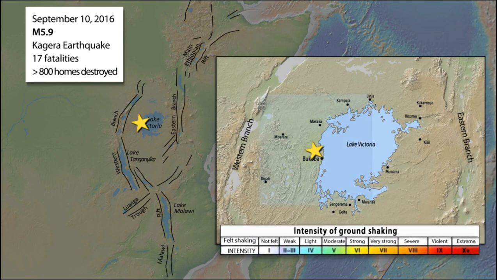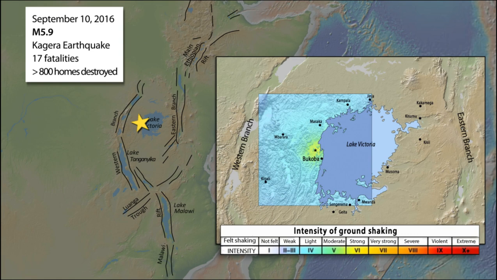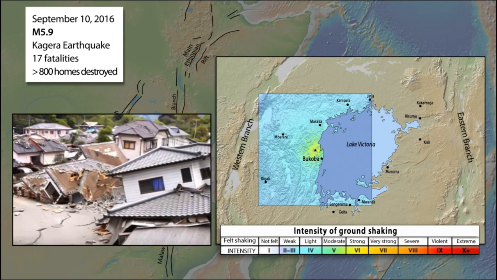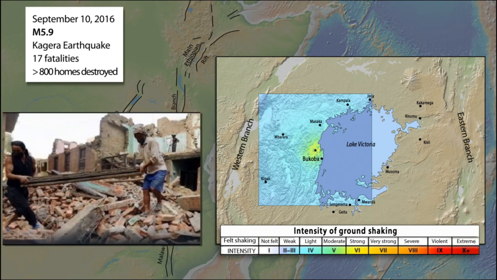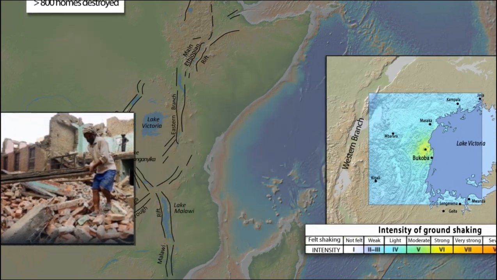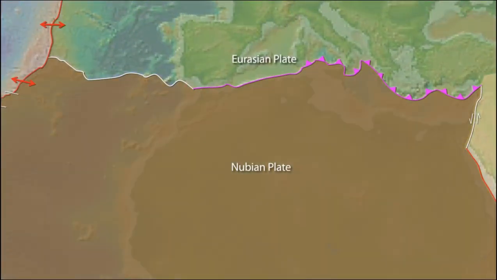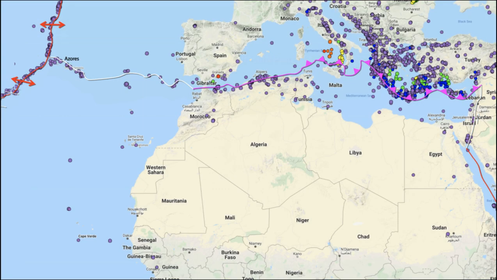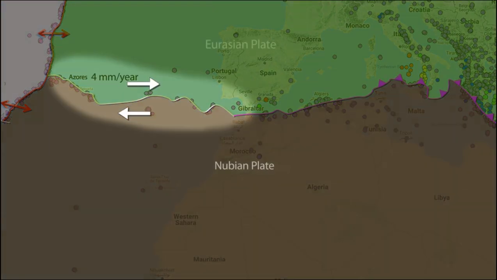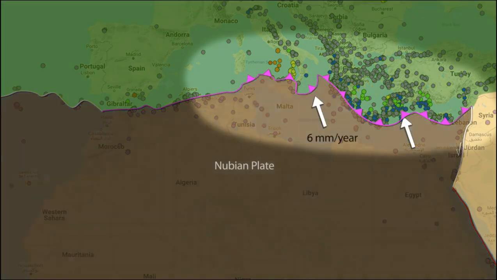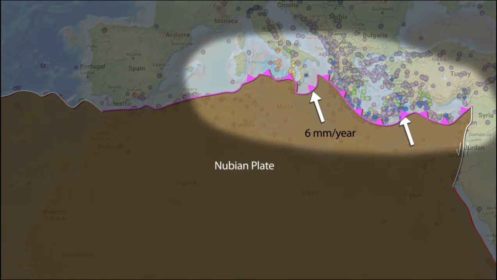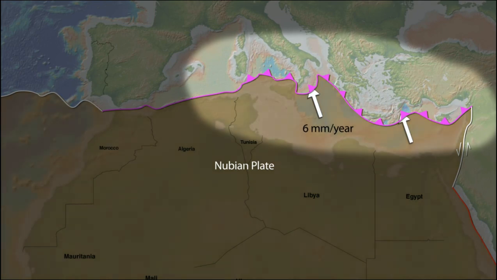Ground shaking was light in surrounding areas, but was very strong to violent near the epicenter. At least 17 people were killed, and more than 250 injured by this earthquake that destroyed over 800 houses, leaving thousands homeless. The boundary between the Nubian and Eurasian plates is another region of frequent earthquakes. The plate boundary from the Azores to west of Gibraltar is dominated by transform motion. In the eastern Mediterranean, the oceanic lithosphere of the Nubian plate subducts beneath southern Italy, Greece, and Turkey.